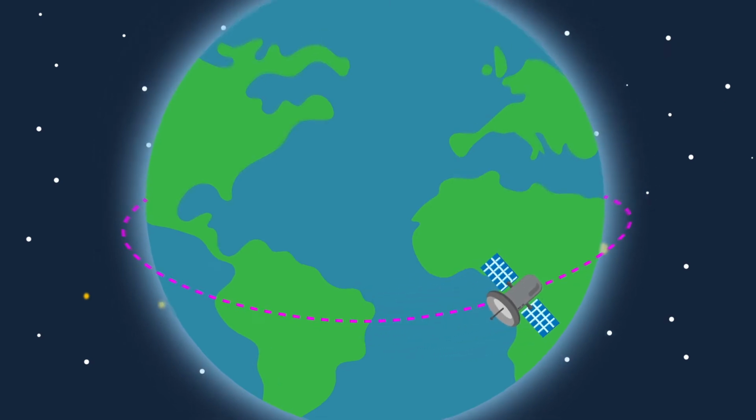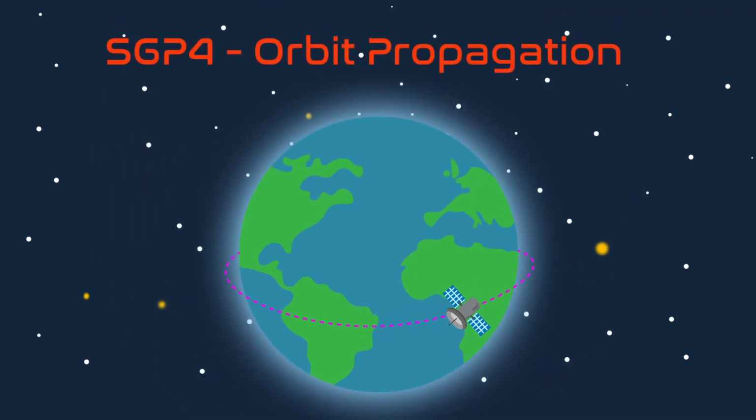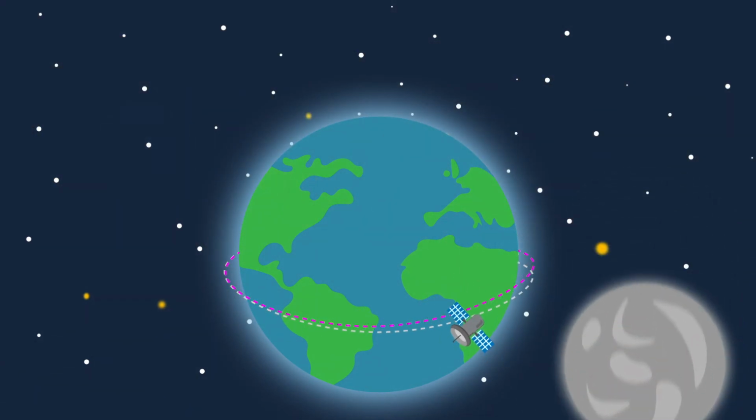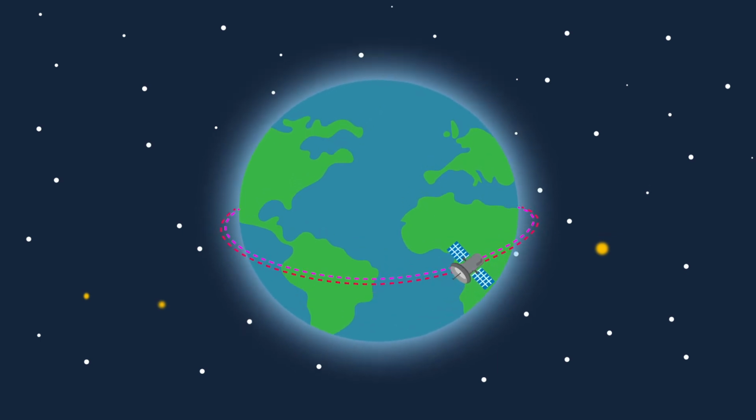From these results, the satellite's trajectory is predicted using the SGP4 propagation model, which accounts for perturbations due to the third body effects from the Sun and the Moon, and also perturbations caused by the oblateness of the Earth.